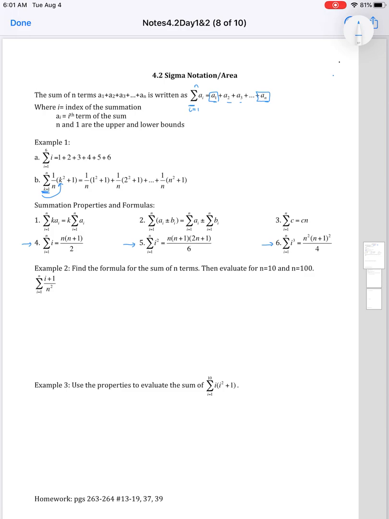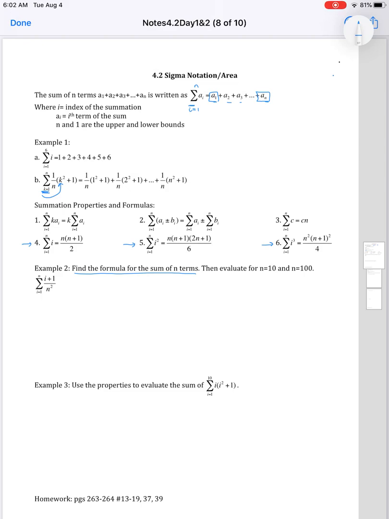And then there's 3 formulas here. 4 is if you have I, sorry. 5 is if you have I squared, and 6 is if you have I cubed. And there's 2 types of problems that you're going to see in this section. It's either going to ask you to write a formula, or it's going to ask you to evaluate. So if you're asked to write a formula, you're going to have n's left in your answer. If you're asked to evaluate, then you're going to get it down to a single number.